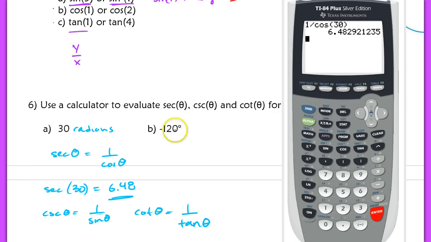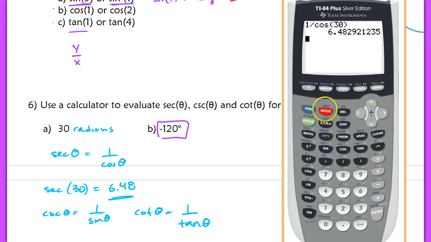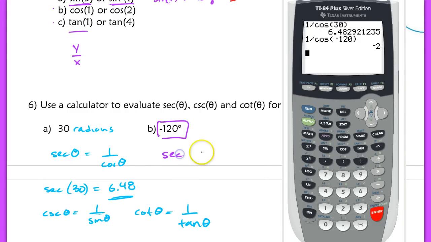Now, when we bounce back to this input here, which is in degrees, I need to go back to my mode and change that into degrees. Now when I hit 1 over the cosine of negative 120 degrees, I end up with negative 2. So the secant of negative 120 degrees is equal to negative 2. Again, please evaluate both the cosecant and the cotangent for the radians and the degree inputs here, just to get practice, and then go ahead and check with the key.